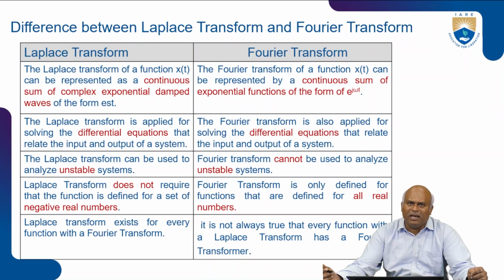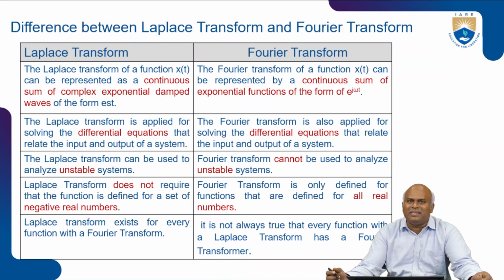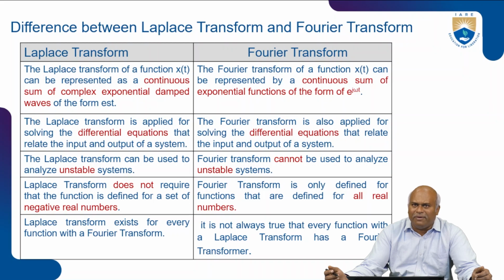Then the difference between the Laplace transform and the Fourier transform. First we go for the Laplace transform, then the Fourier transform, in the table. The Laplace transform of a function x of t can be represented as a continuous sum of complex exponential damped waves of the form e power st. But the Fourier transform of the function x of t can be represented by a continuous sum of exponential functions of the form e power j omega t.